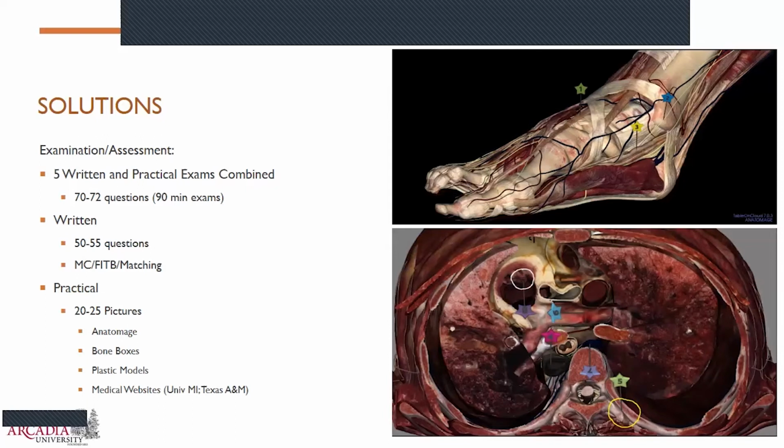This would be some of the ways we use the Anatomage table. You can see that we would pin various structures and take a screenshot, and then we would ask our students various questions about the structures that were pinned, much like you would do in a traditional human cadaver specimen that was on an examination table.